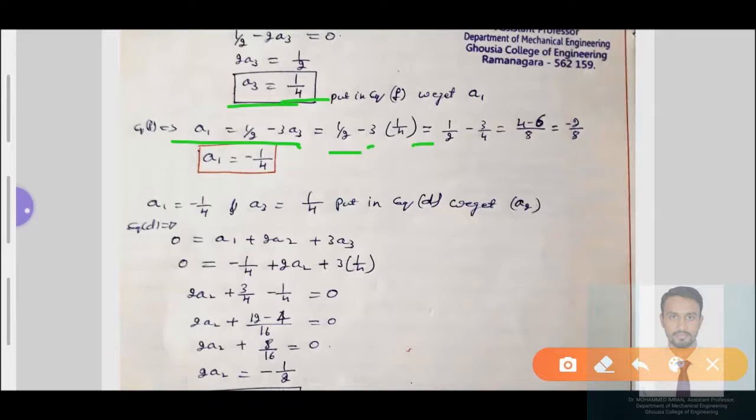1 by 2 minus 3 by 4 is equal to minus 2 by 8. That is equal to a1 is equal to minus 1 by 4. a1 is equal to minus 1 by 4. Now we got the value of a3 and a1. Substitute these two values.